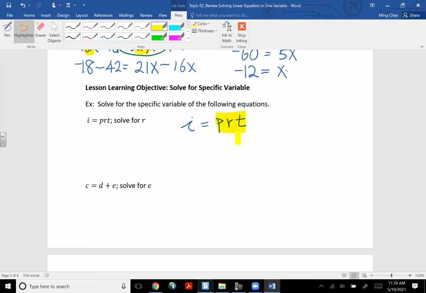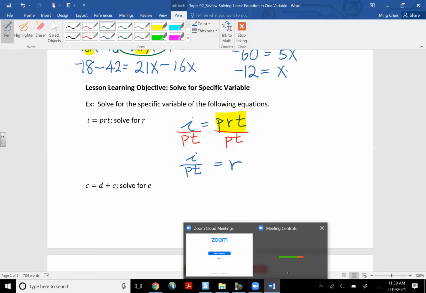When you have your variable term on one side of the equal sign and there's nothing else to come, and your variable term does not need to combine with other variable terms, and the variable term is by itself on one side of the equal sign, then it's time to divide by the coefficient. So if R is the variable, PT is the coefficient, so all I do is divide both sides by PT. So my R is simply equal to I over P times T.